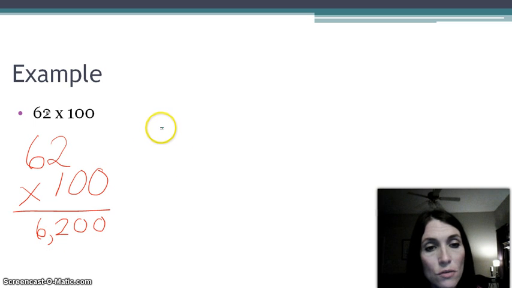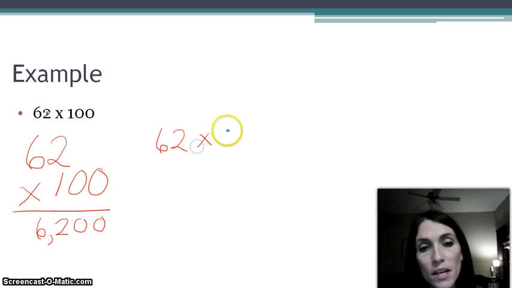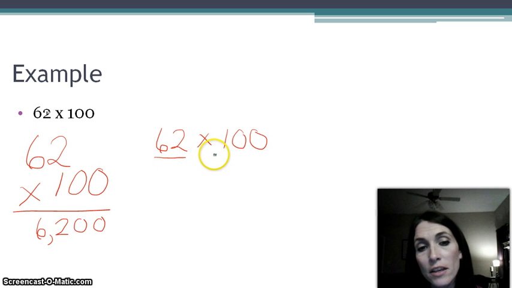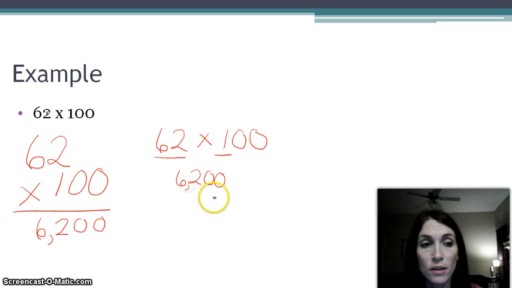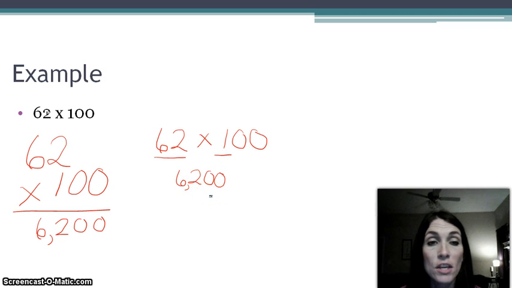Also, you can think of it and use a similar strategy. 62 times 100. Underline all of the digits that have value. So the 62 has value, the 1 has value, the zeros have no value. You multiply 62 times 1, and then just bring your 2 zeros over. So very similar strategy, just lined up a little different. So I just wanted to share that with you so that you can multiply mentally numbers that end in 0.